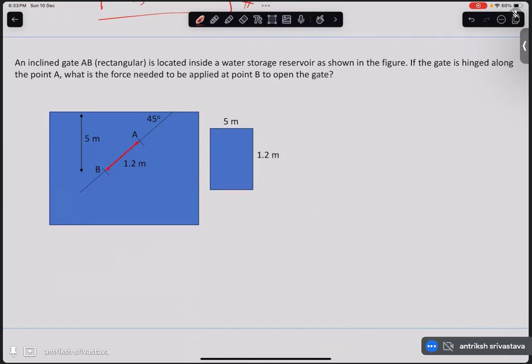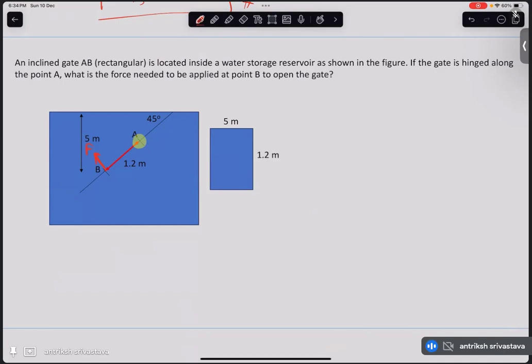This is a good question. An inclined gate AB. So this is an inclined gate. A and B are the extremes, as shown, and it is rectangular, located inside a water storage reservoir, some reservoir which is storing water. And the gate is such that there is a hinge at this point A, which means this gate opens about this point A, something like this. Now, what is the force needed to be applied at point B to open this gate? So, what is the force that we will need to apply at this point B to open this gate?